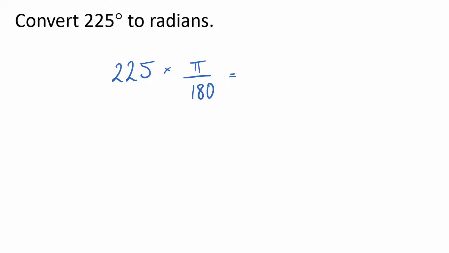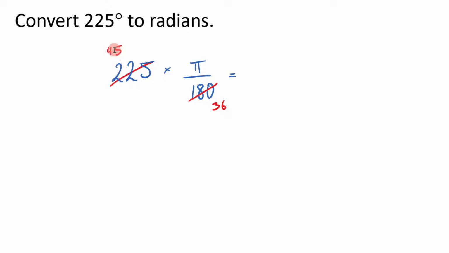Once you've done this, you then want to simplify. So what is something that goes into both 225 and 180? Well, how about 5? That will leave me with 36 here. How many times does 5 go into 225? Well, 5 goes into 22 4 times. I then have 2 left over. So how many times does 5 go into 25? It goes in 5 times, so I get 45.